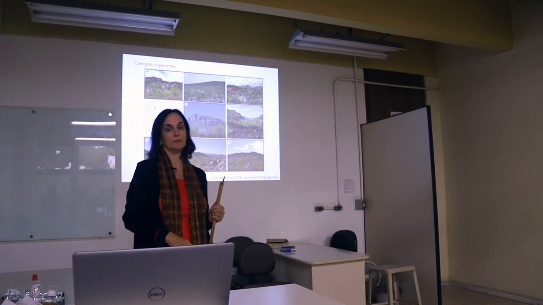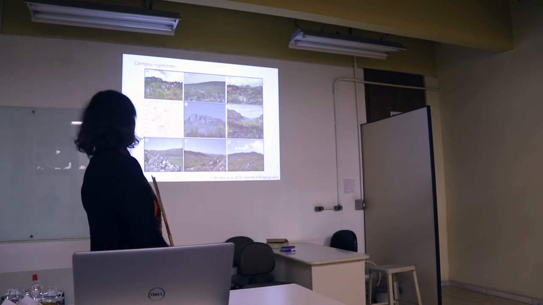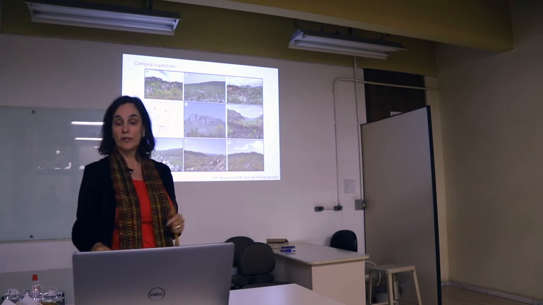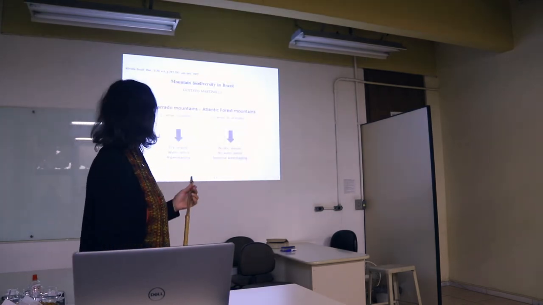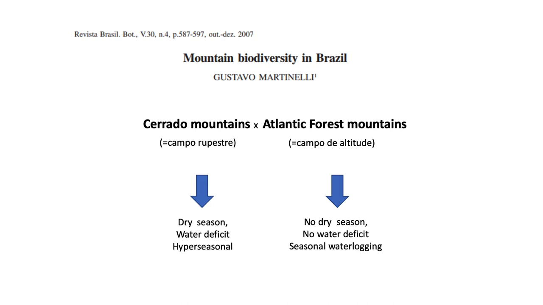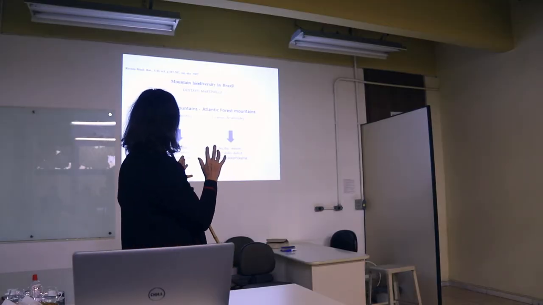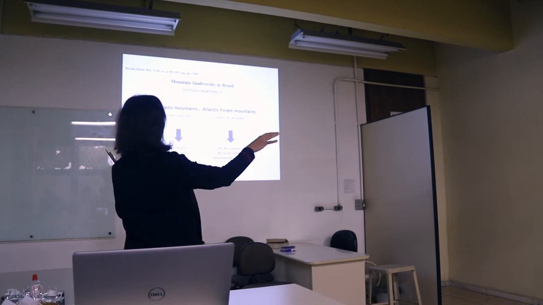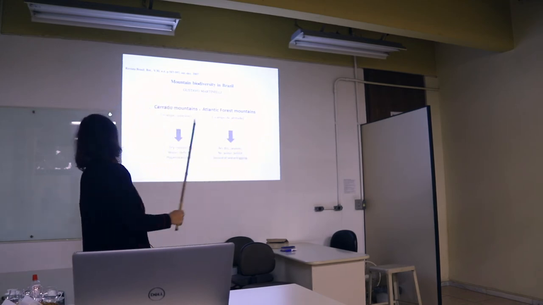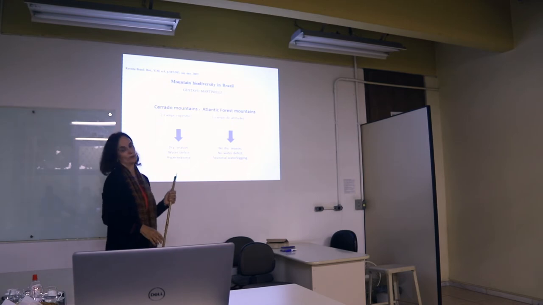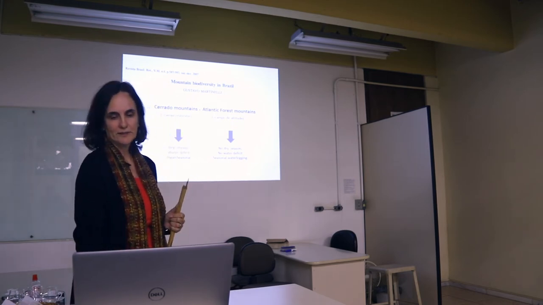Some images, people want to separate, there's a proposal of considering different regions as separate floristic provinces. And I like this paper from Martinelli that tried to make it simple, separating Campo Rupestre and Campo de Altitude as two major groups. He says, these are Cerrado mountains, and these are Atlantic Forest mountains. And that's the major difference.